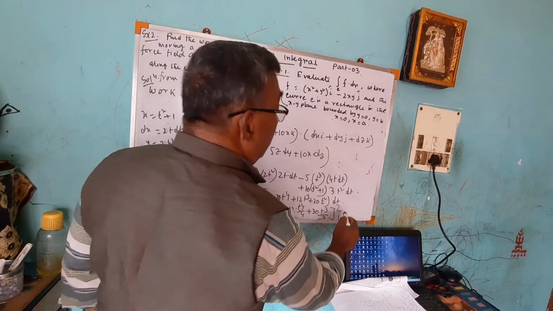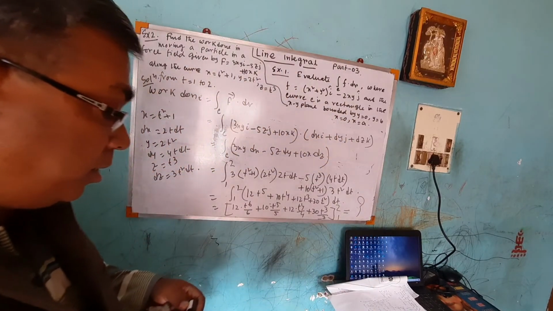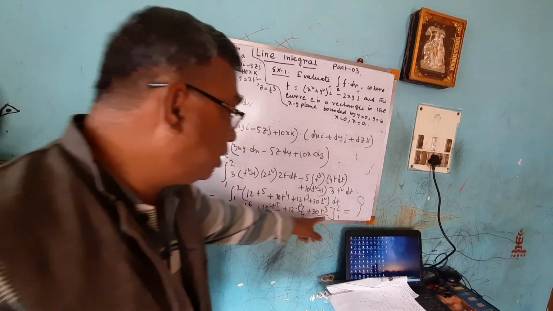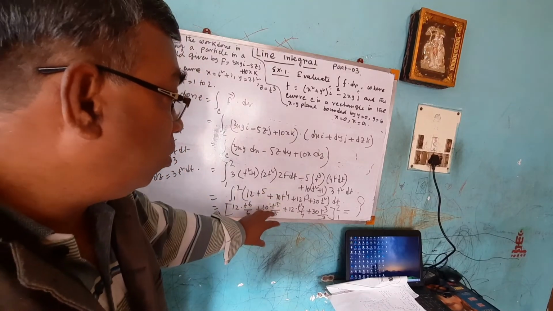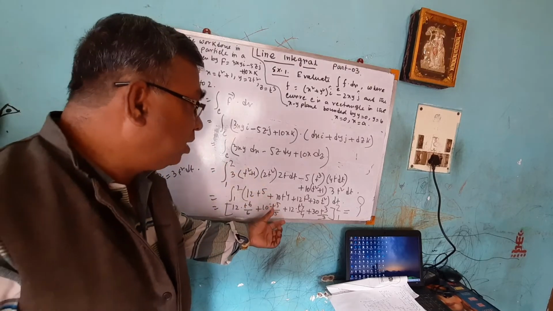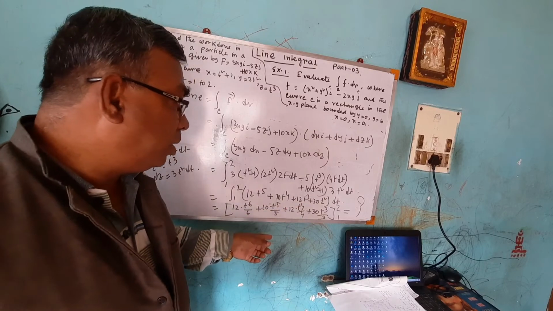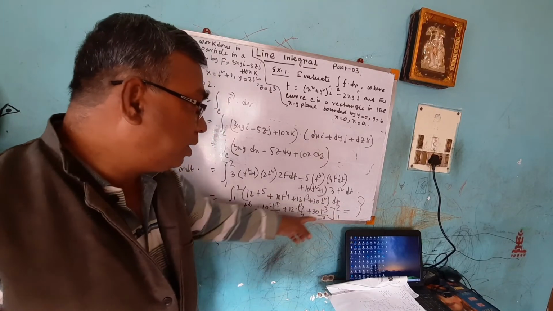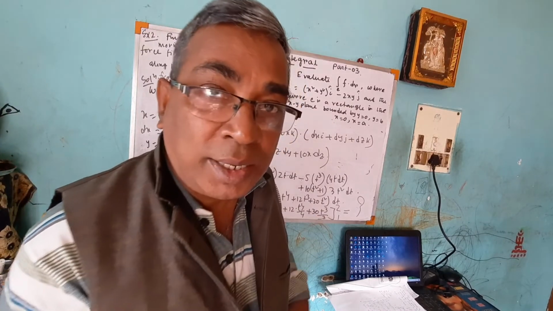I am leaving this answer for you to find. In place of t put the upper limit, minus in place of t the lower limit. Now you can calculate the value of work done: in place of t equal to 2 minus in place of t equal to 1. I think everybody understood this lecture very nicely.